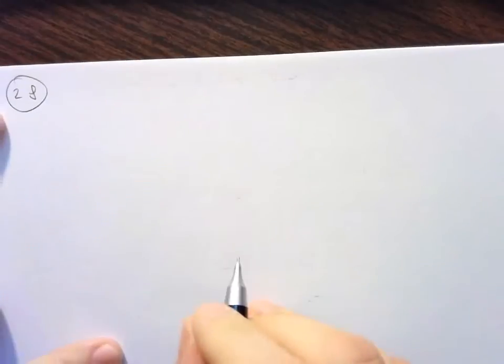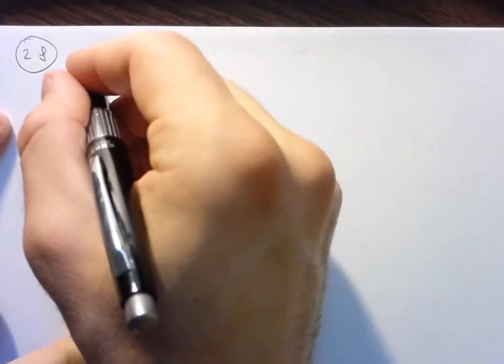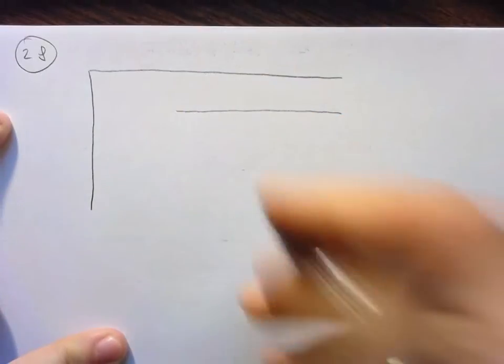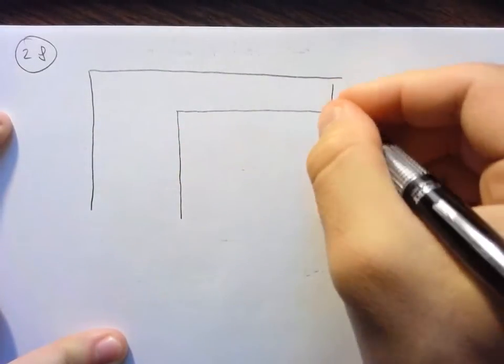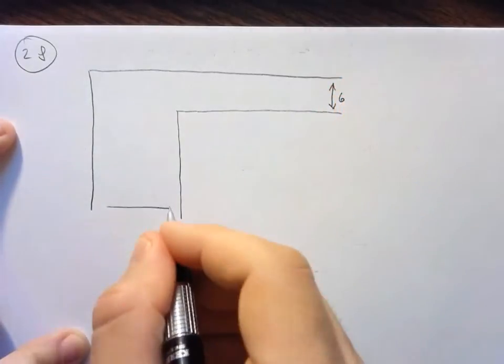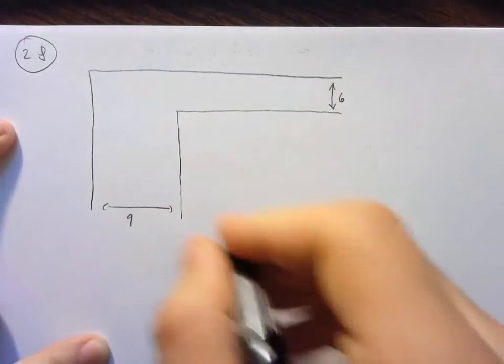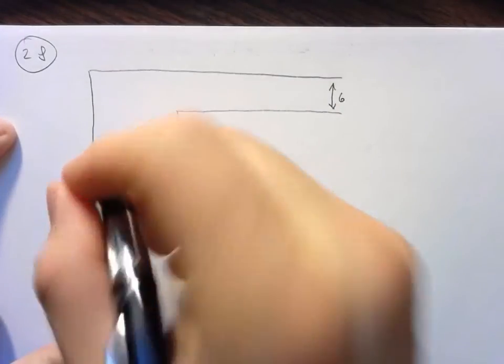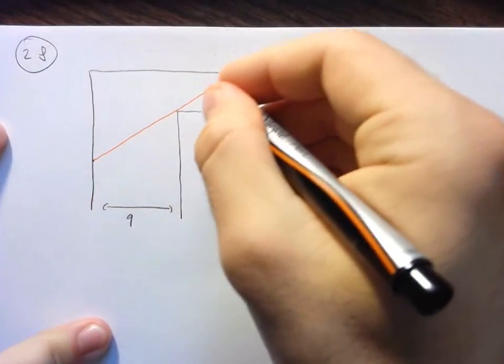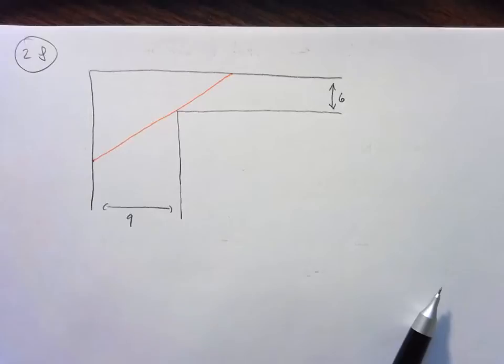So let's see, what do we have? We have a hallway for problem 28, and I'm going to copy the drawing here. There's a narrower part of the hallway and a wider part of the hallway, right? The narrower part is 6, I guess, feet wide. The wider part is 9 feet wide. And the question is, what is the length of the steel pipe? How long can the steel pipe be if I try to go around the corner?